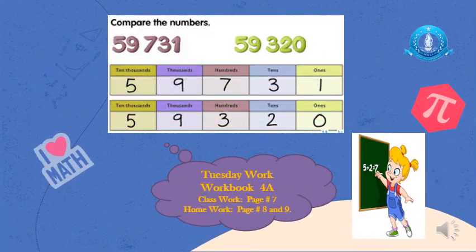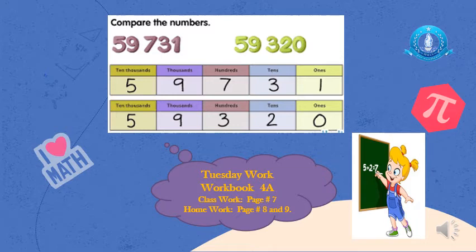Let's see one more example of comparing numbers. Look at the numbers. We have two numbers. The first number is 59731 and the other number is 59320. They are two numbers, so we can compare them with each other.